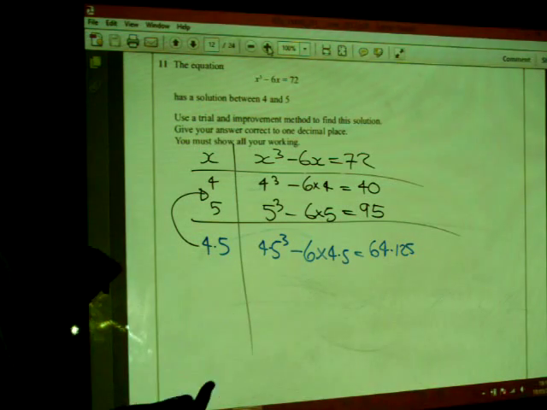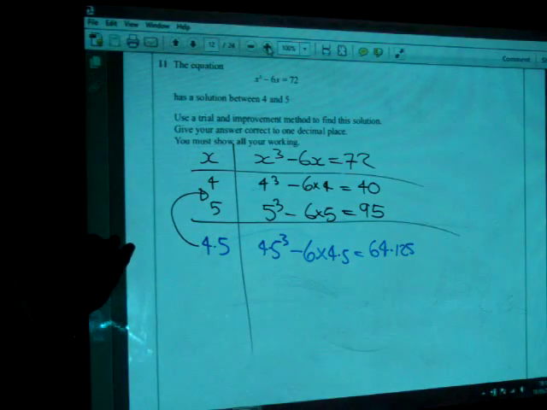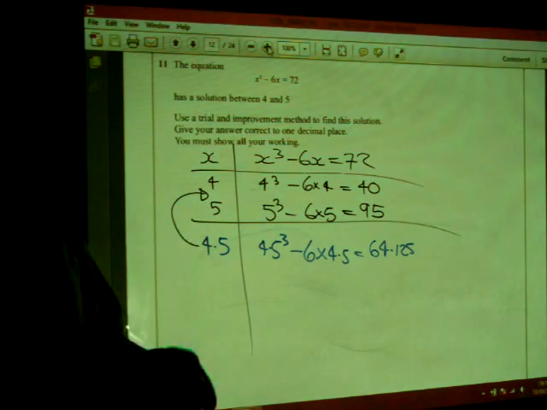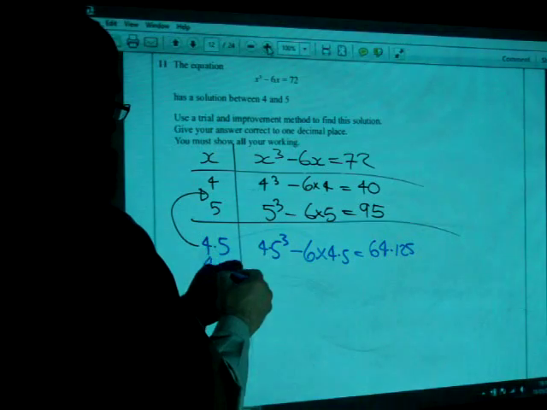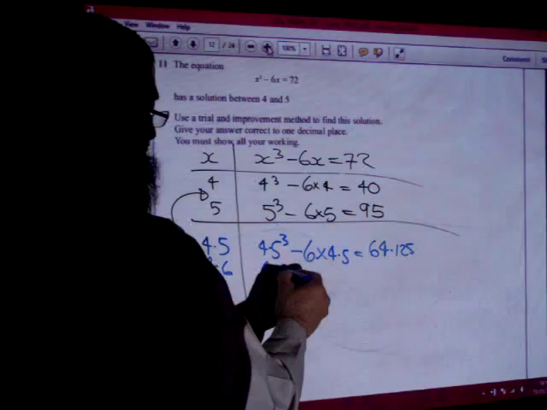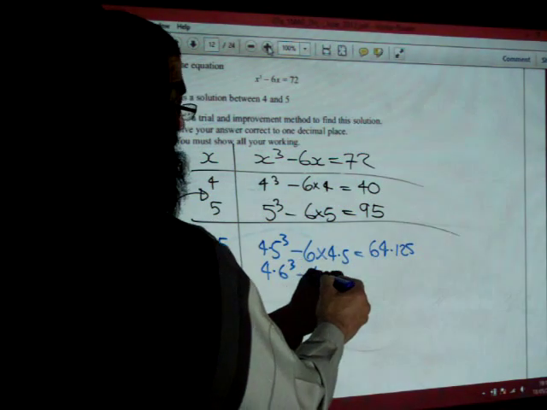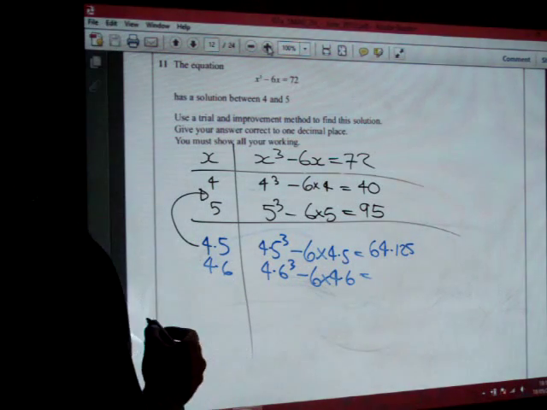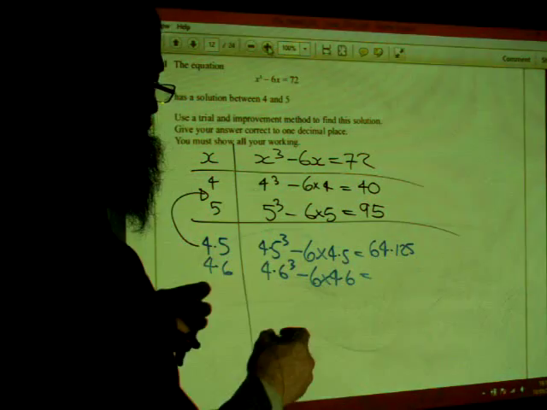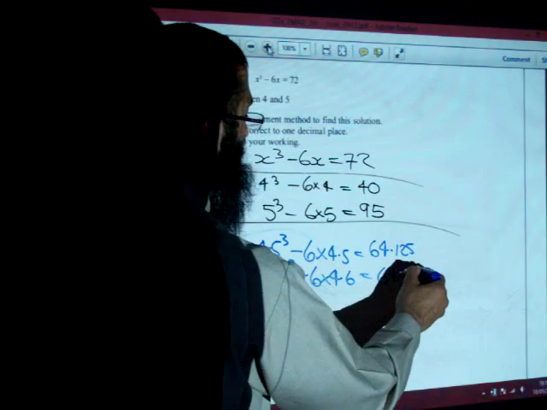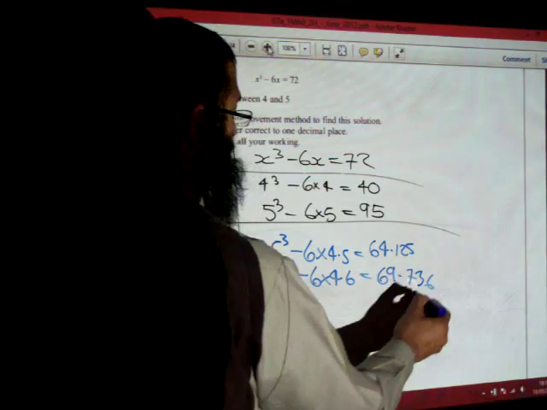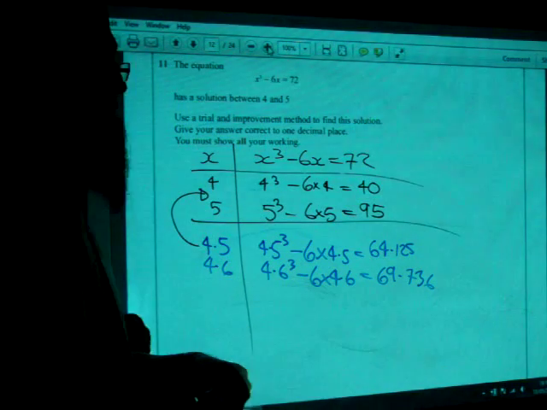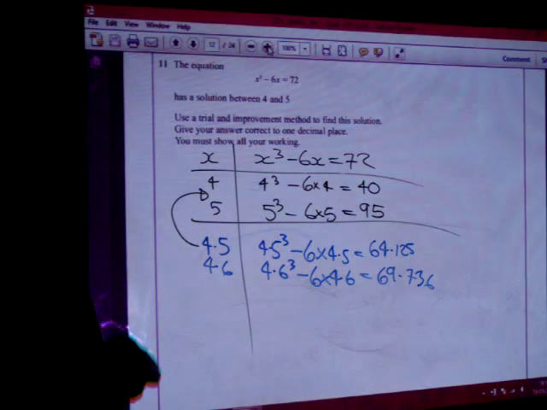Now we need to choose a smaller number, Isa, or a bigger number? 4.5 gives you 64. We need a bigger number. So let's try 4.6 in the calculation: 4.6 cubed minus 6 times 4.6. That gives 69.736. Okay, we're getting closer. Now Isa, should we go higher again? Yeah.